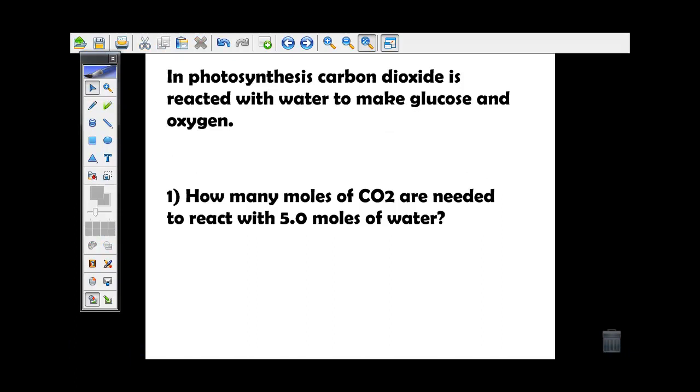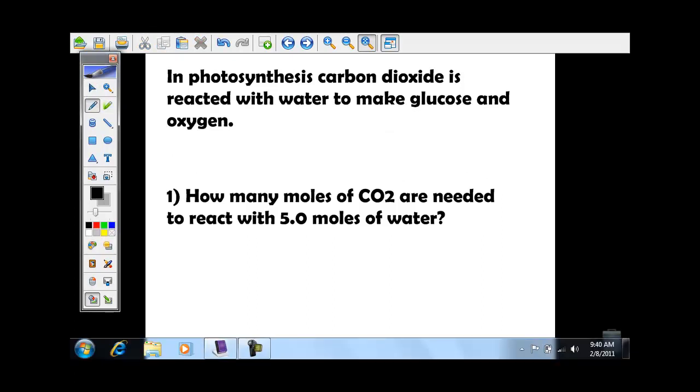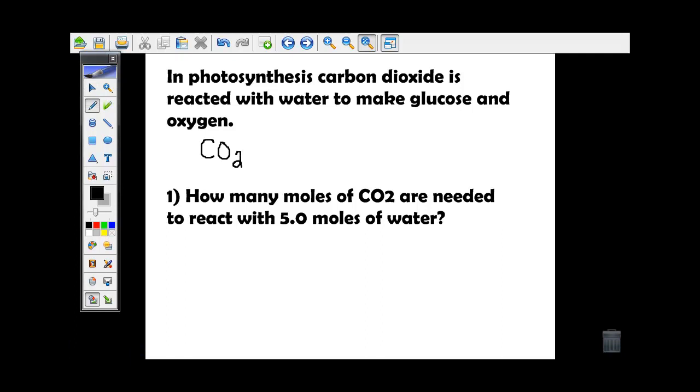First, we need to read it. In photosynthesis, carbon dioxide is reacted with water, so I'm just writing the equation. Carbon dioxide is reacted with water to make, or create, to produce, to yield glucose and oxygen. Do you remember glucose from biology?